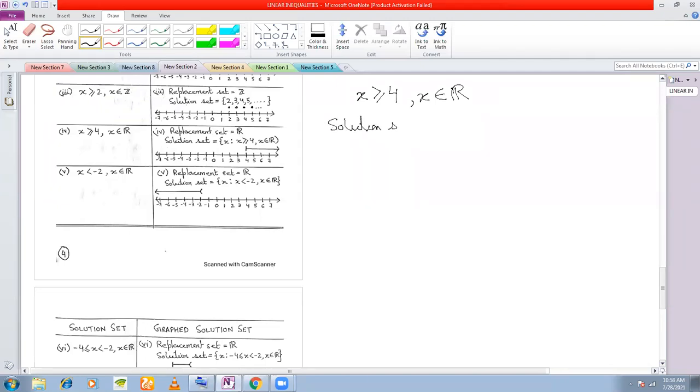The solution set will be an infinite set because there are lots of real numbers that are greater than or equal to 4. The solution set here is x such that x greater than or equal to 4, x belongs to the set of real numbers. This is your solution set. Now let us represent this solution set on the number line.